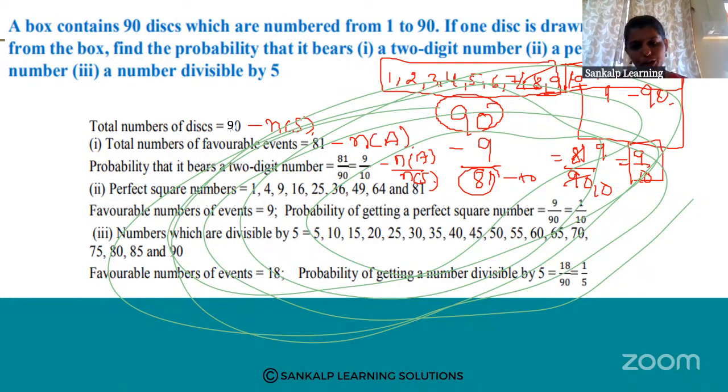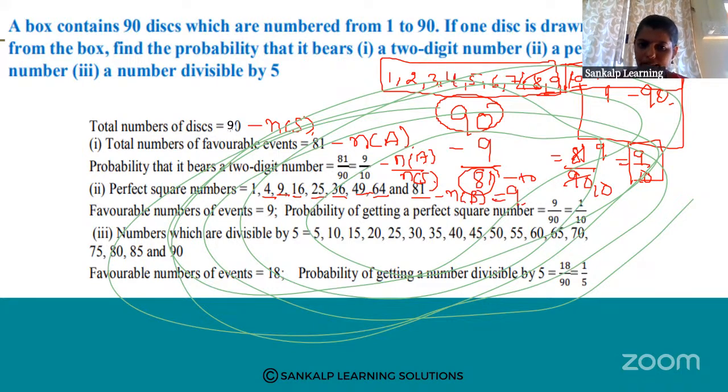Next, perfect square number. From 1 to 90, how many perfect square numbers are there? 1 is a perfect square number. 4 is a perfect square, 2 squared is 4. Then 9, 16, 25, 36, 49, 64, and 81. So from 1 to 90, I will get 9 numbers that are perfect square numbers. That I will call n of b. How many numbers are there? 9 numbers.